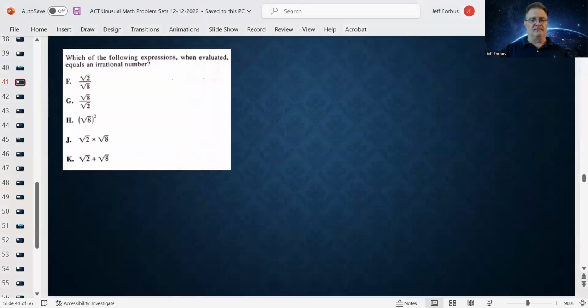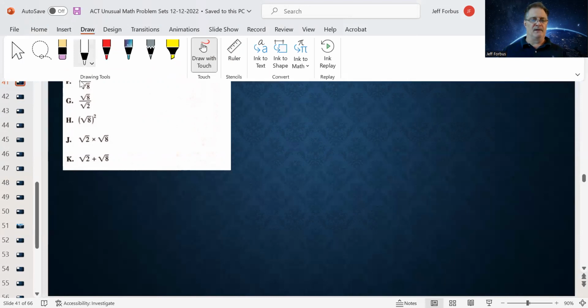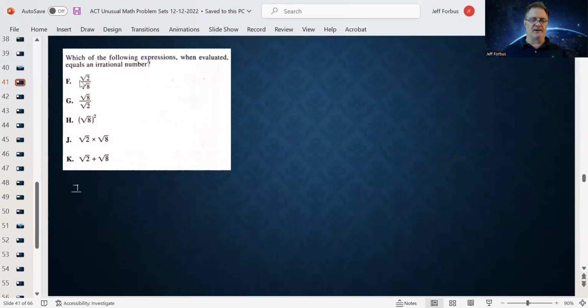All right, first question. Which of the following expressions, when evaluated, equals an irrational number? Okay, so you got to know the difference between irrational and rational.